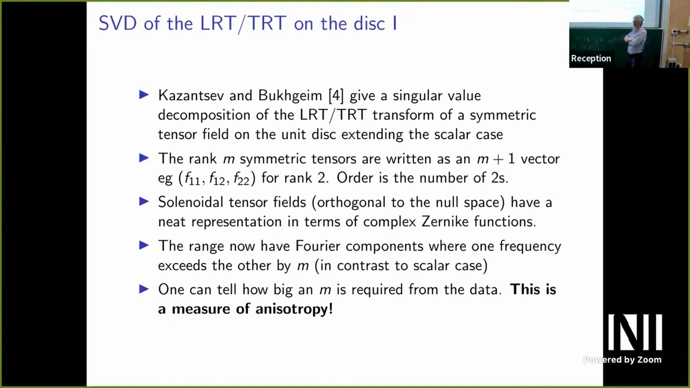Because it's 2D, we can list the components of the tensor according to the following order. How many ones do we have in it? So for a rank two tensor, how many twos? So this has no twos, one two, and two twos. It had lots of indices, but they were symmetric, so the order doesn't matter. I can just count the indices. So it makes things simpler, and it turns out to be a very neat way to represent the tensor.